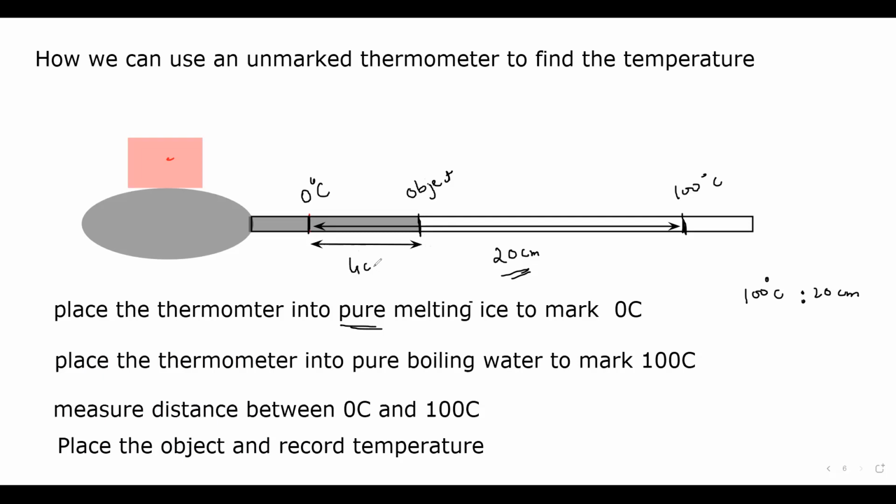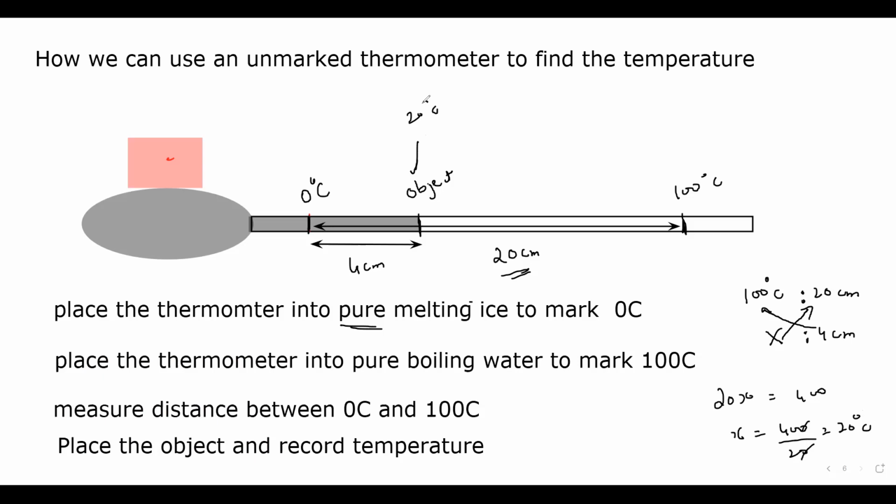For example, this was 4 centimeter. So how can we work out the temperature? For 100 degrees, it was 20 centimeter. And for 4 centimeter, what should be the temperature? x. Now cross multiply, 4 will be multiplied by 100 and 20 will be multiplied by x. So 20x is equal to 400, or x is equal to 400 divided by 20. So x is equal to 20 degrees centigrade. So this object's temperature is 20 degrees centigrade.